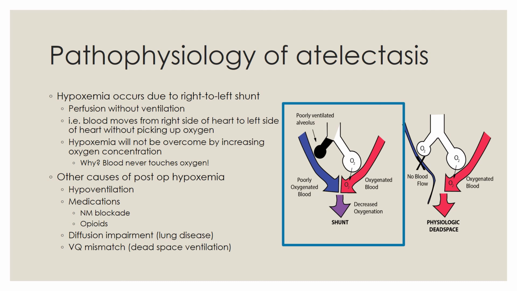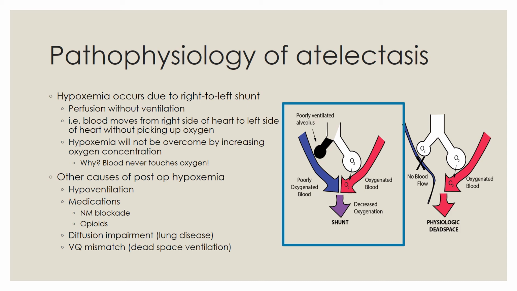All right, we had a question about the pathophysiology of atelectasis. Hypoxemia can occur for many reasons, but one of the reasons is due to a right to left shunt, which describes atelectasis. So this is perfusion without ventilation. It means that blood moves from the right side of the heart through to the left side of the heart without picking up any oxygen.